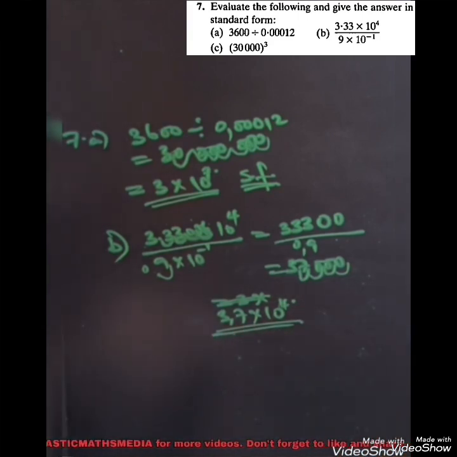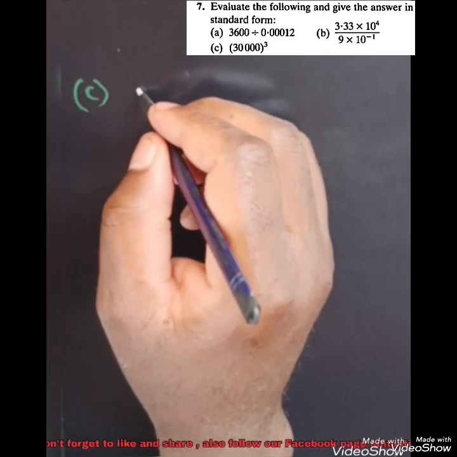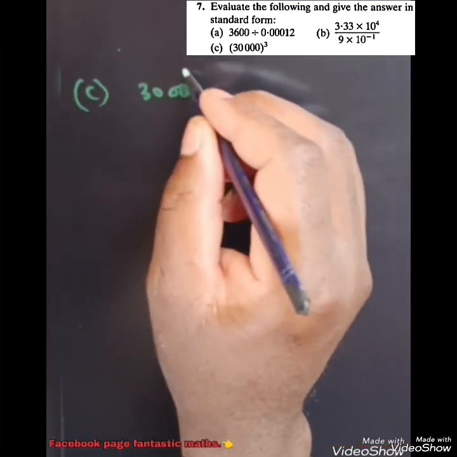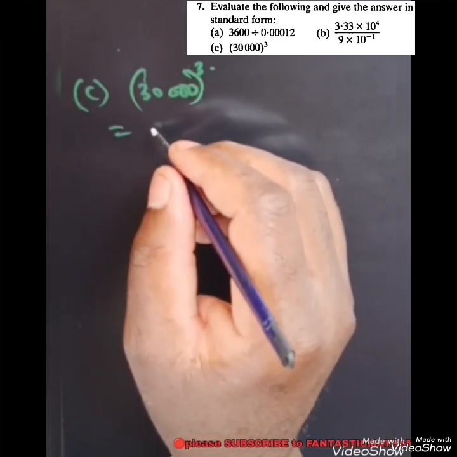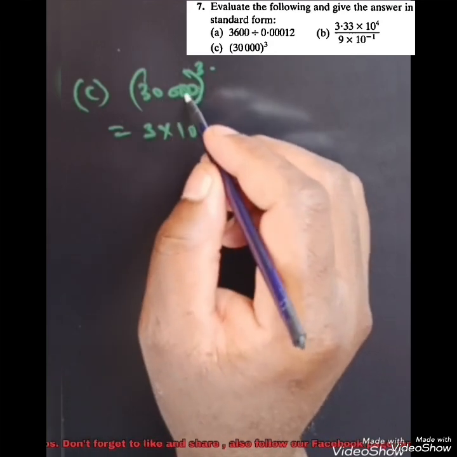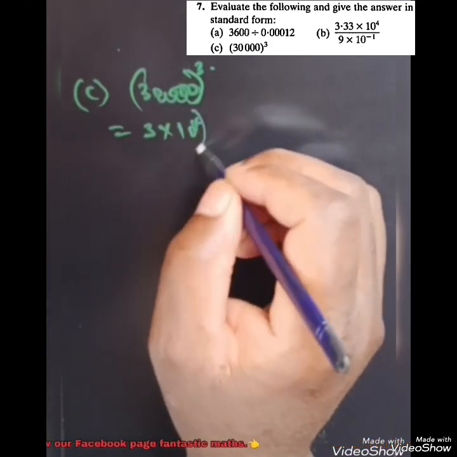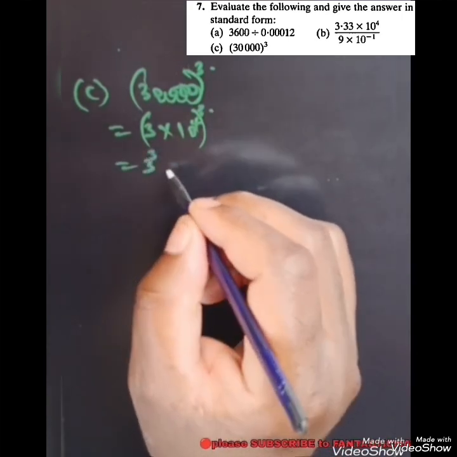Okay, let's move on to part C. Part C reads 30,000 to the power 3. So we can first solve what is inside the bracket, because if we apply the power to 30,000 first, the number is going to be very big. So we need first to deal with what is inside the brackets and convert it to standard form.